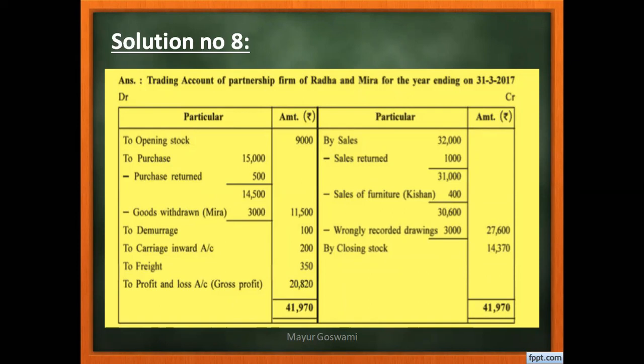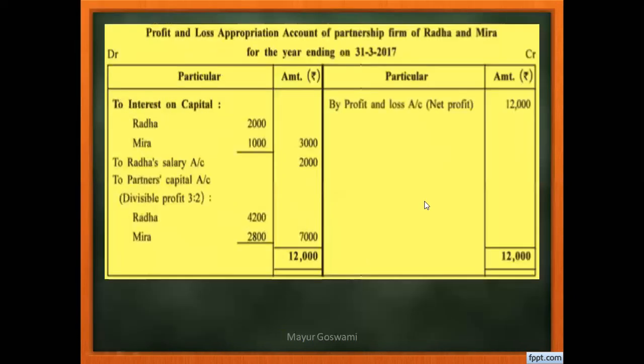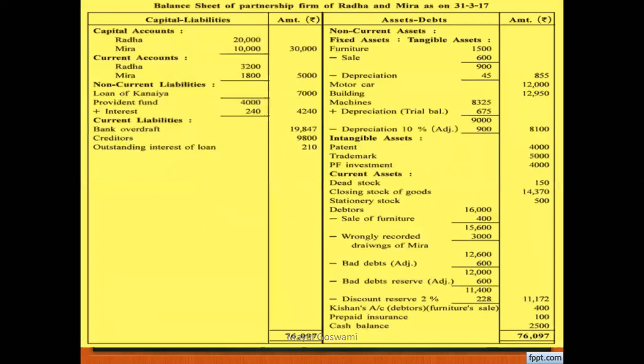Then receivables and payables we have. So instead of debtors and creditors, here receivables and payables are given. So all effect on debtors and creditors would be given on receivables and payables. So come to the balance sheet asset side. Right here receivables. In bracket you can write down debtors, which is 16,000.